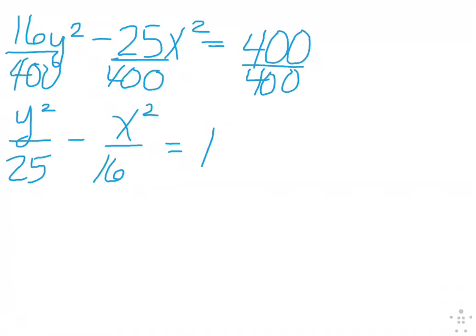Now, the vertices. Which way are the vertices going to go for this one? Up and down. Okay, so when I write that, what's the square root of 25? So 0 and then plus or minus 5.